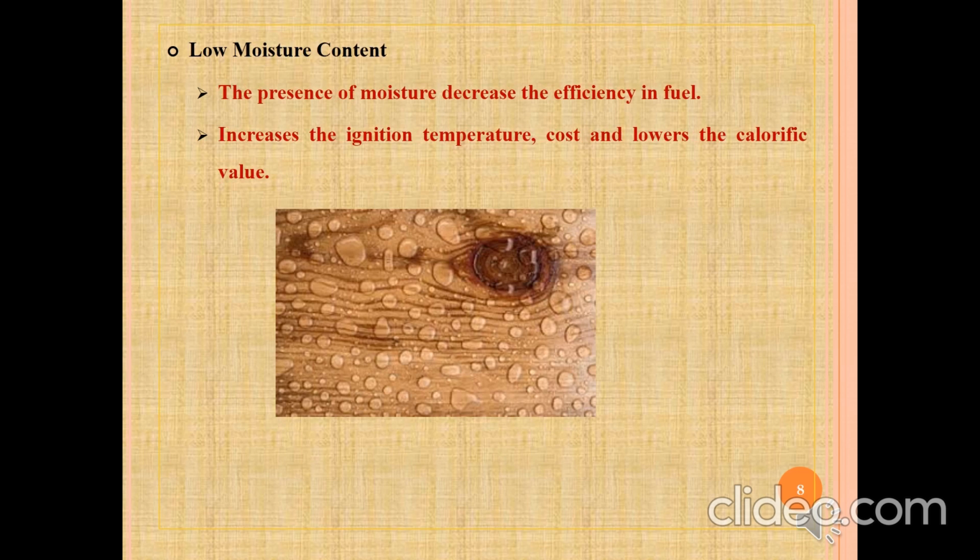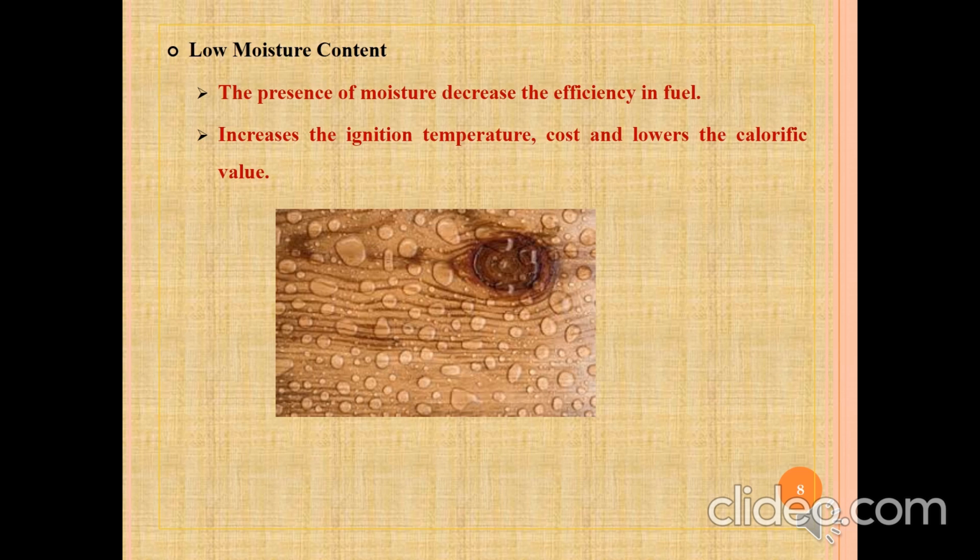The next point is low moisture content. Any fuel which has high moisture content is difficult to ignite. When we bring wood from the trees, by cutting the trees and trying to ignite the wood, we find difficulty in igniting that kind of wood, since freshly cut wood might have high moisture content.